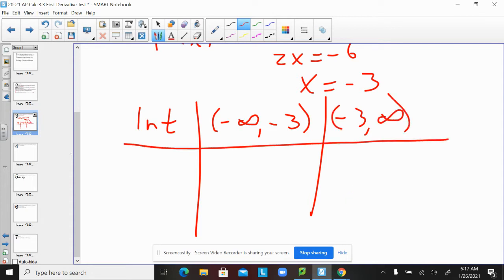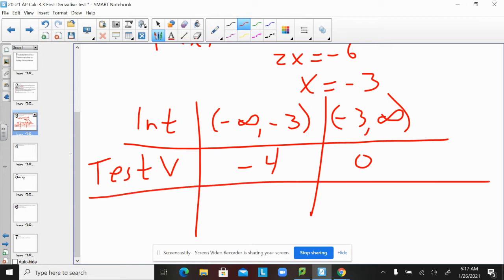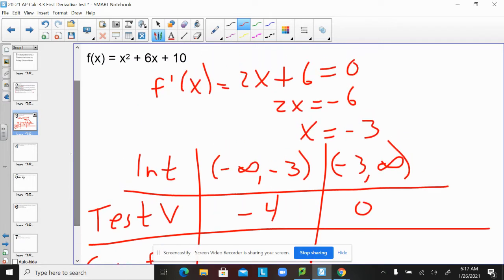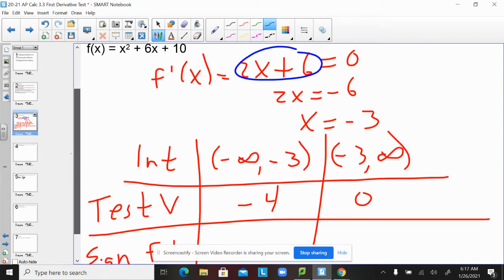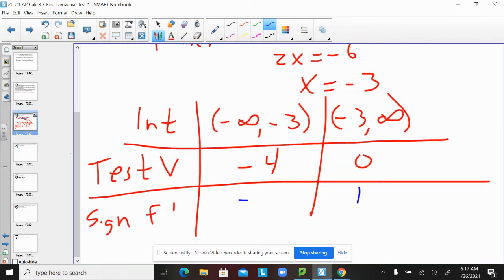And remember, I'm going to pick a test value in each interval. I'll pick negative 4 on that one. I'll pick 0 on that one. And now I am finding the sign of f prime. I am putting the test value into the derivative. My derivative was here. And I just want to know whether it's negative or positive. And if I plug negative 4 into that derivative, I get a negative number. And if I plug 0, I get a positive number. So that means that's negative and that's positive.